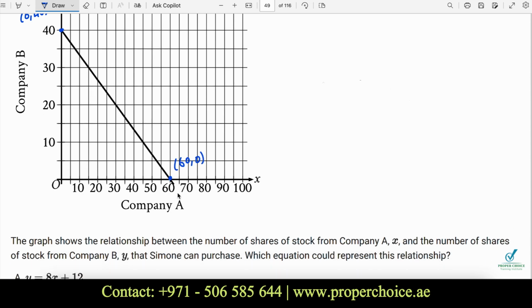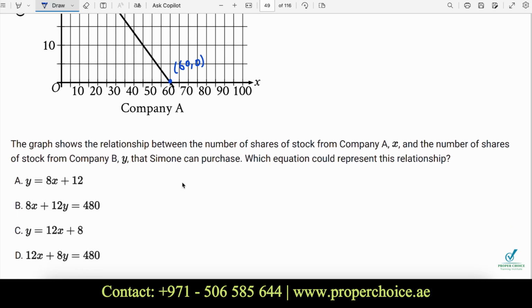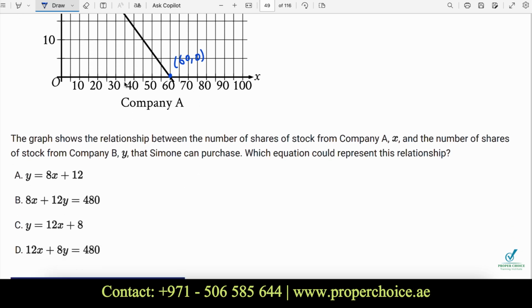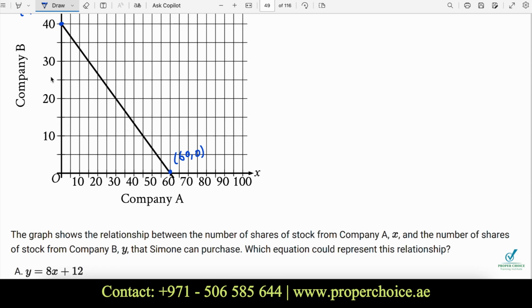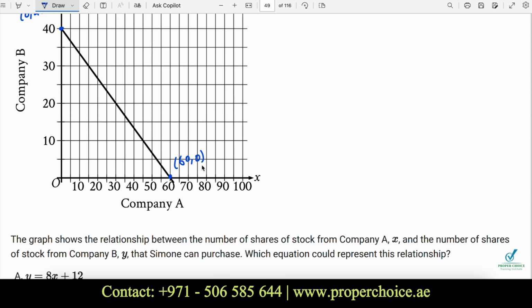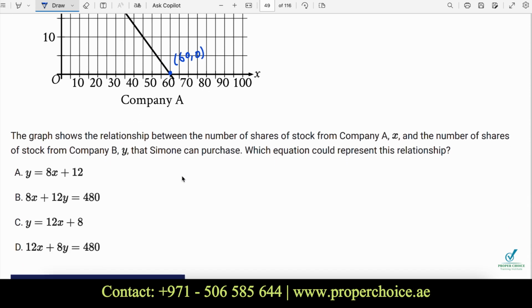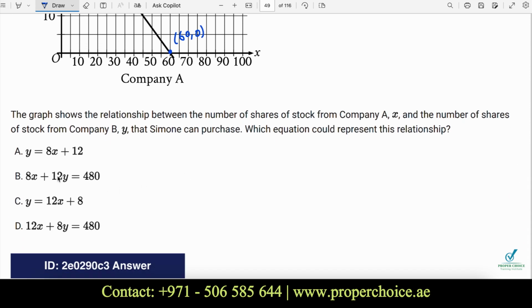Now what am I supposed to do? Choose the equation. When you put the value of x as 0, you should get the value of y to be 40, and when you put y as 0, you should get the x value to be 60. Now which option is going to give you this? You can try it one by one.